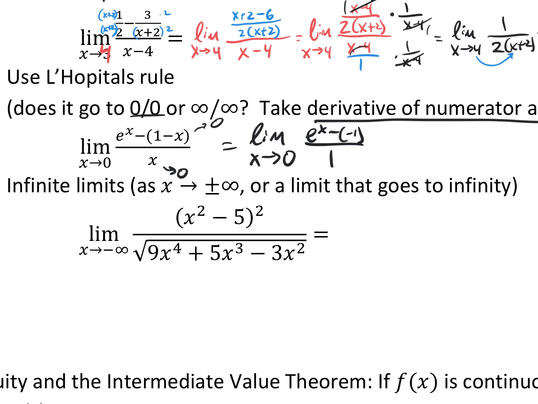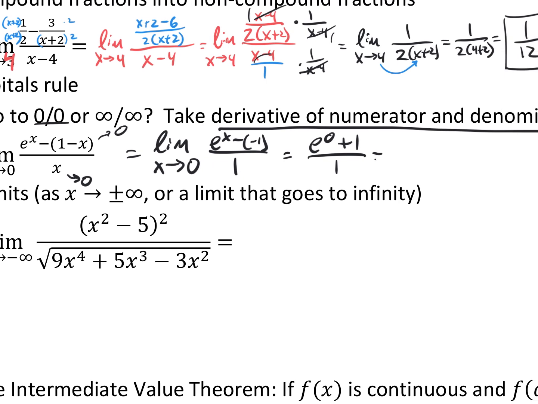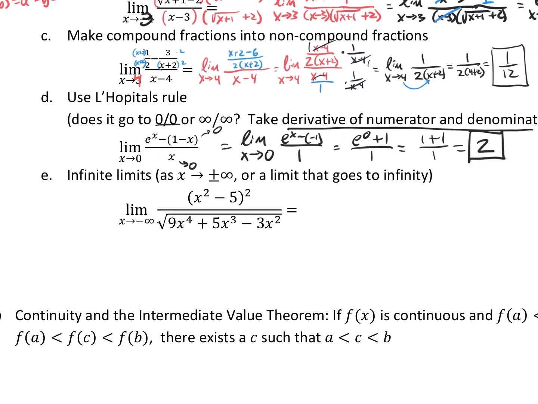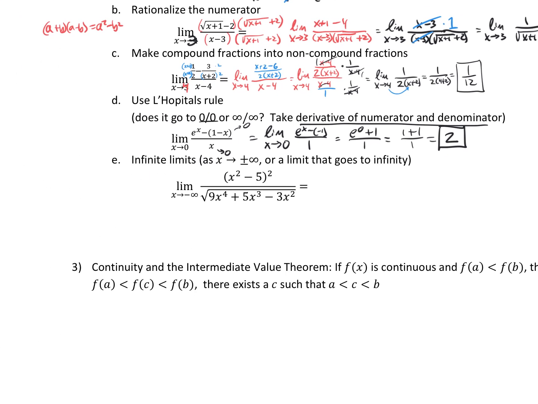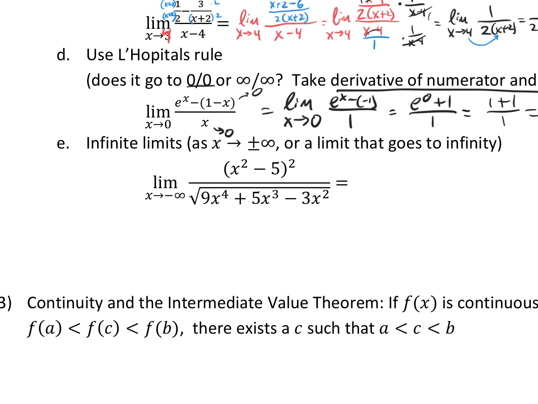And so now we can plug in the 0 here. Plug in 0, e to the 0. We get e to the 0 plus 1 all over 1. And what is e to the 0? Well, it's 1 plus 1. And we don't really care about the 1 on the bottom. It's 2 in the end. Okay? That's L'Hopital's rule. Well, what happens when we're going to infinity?